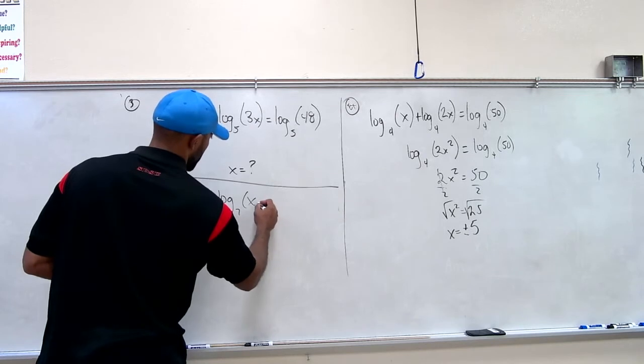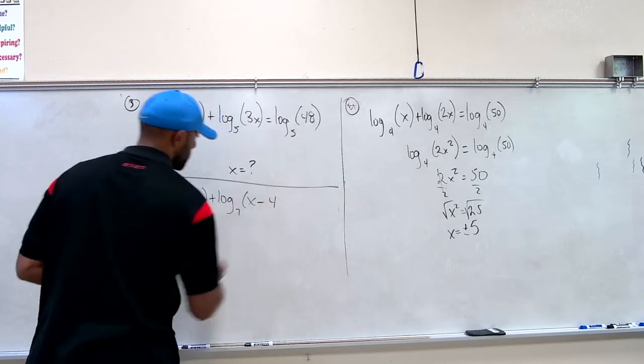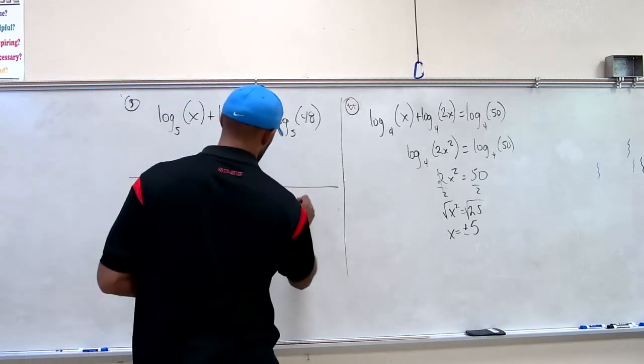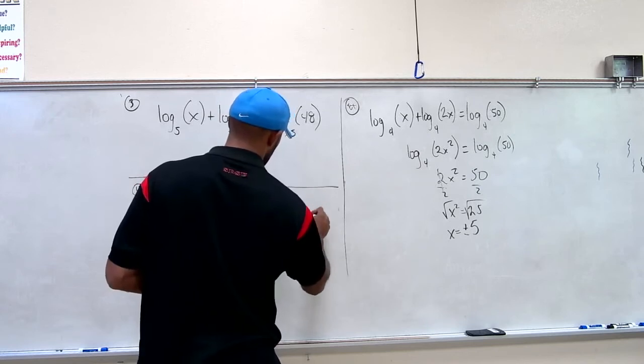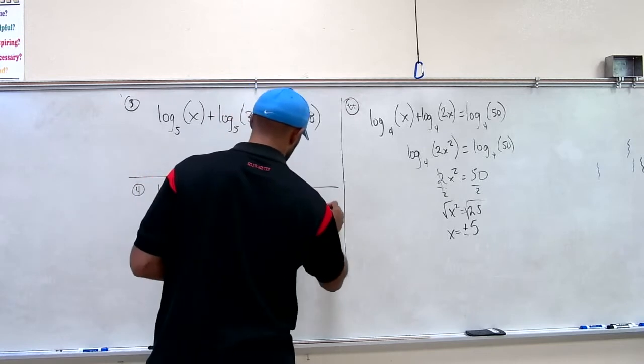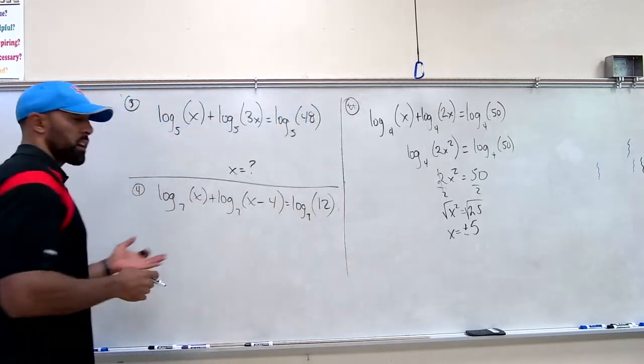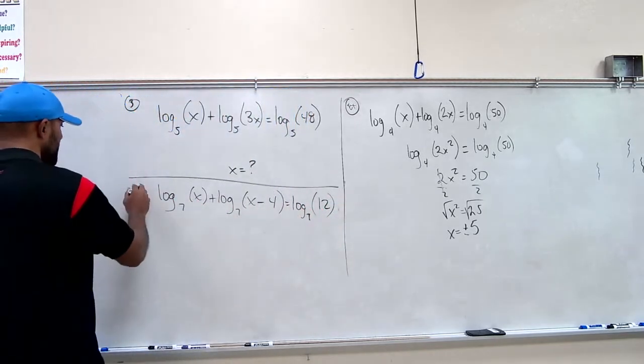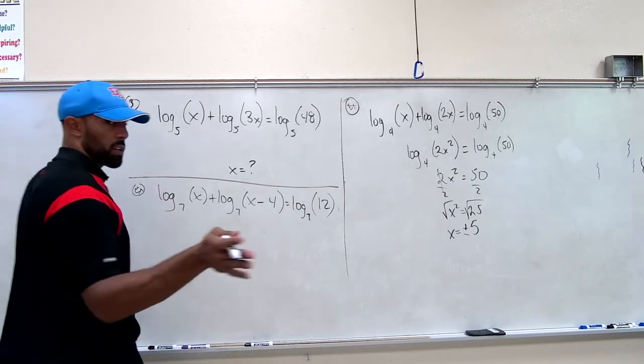We'll go, I don't know, minus 4, sure. All right, equals log base 7 of 12. All right, so I'm going to show you guys how to do this one. So this will be another example. And then I'll give you guys one to work on.